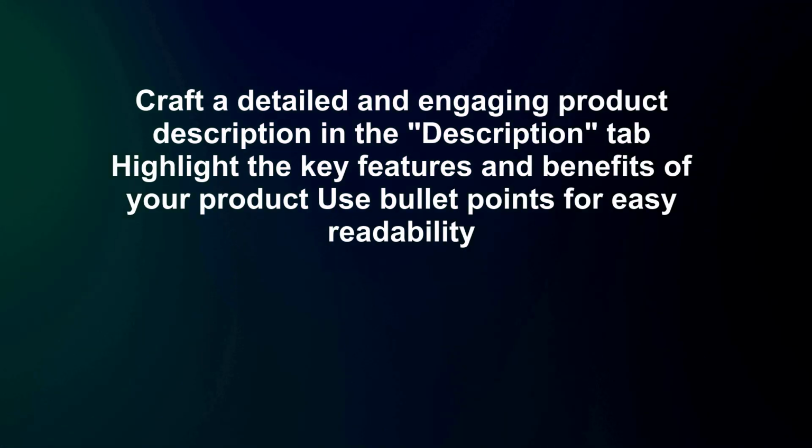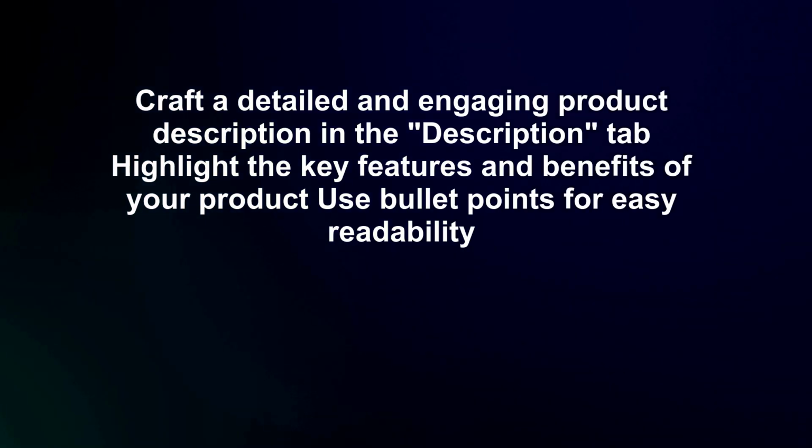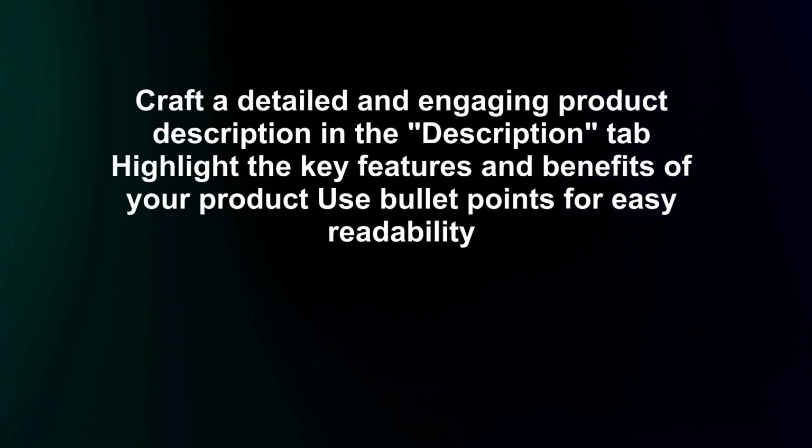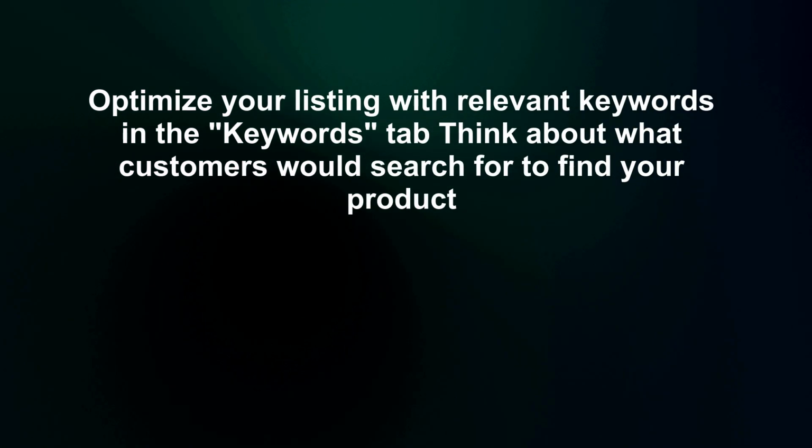Craft a detailed and engaging product description. In the Description tab, highlight the key features and benefits of your product. Use bullet points for easy readability. Optimize your listing with relevant keywords.